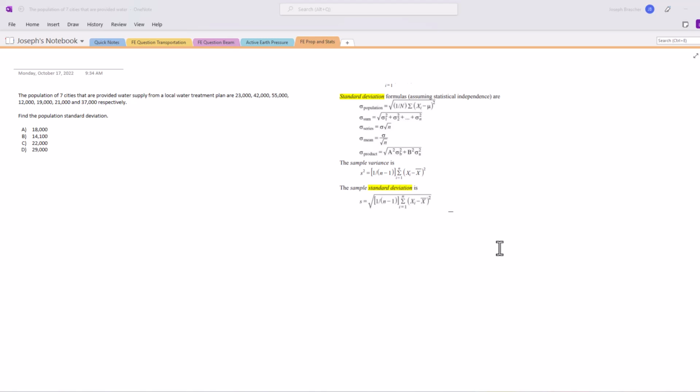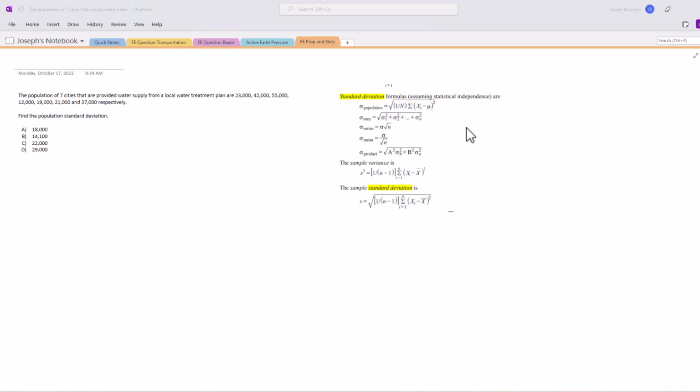I typed in standard deviation on the FE reference manual. This is one of the equations that popped up here. And so we're trying to find the population standard deviation. So we're going to be using this equation here, the square root of 1 over n, sum of x sub i minus mu, squared. So what does this equation exactly mean?